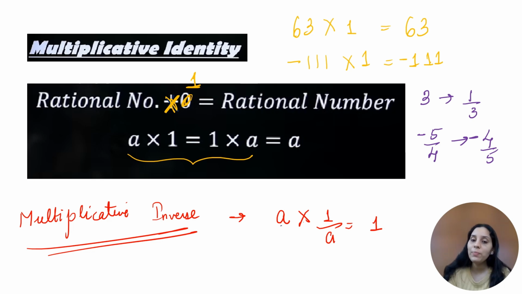A into 1 by a. 1 by a is the reciprocal. So when we multiply a number with its reciprocal, the end result is always 1, which is multiplicative identity. So in short, additive identity is 0 and multiplicative identity is equal to 1. So these are some of the properties of this chapter, rational numbers. If you're good with all these properties, we will be doing the next video on questions on this chapter.